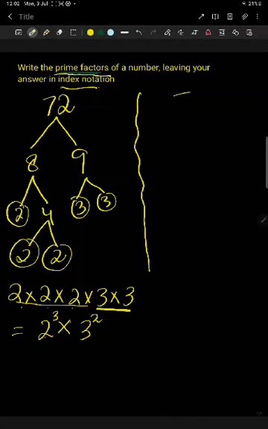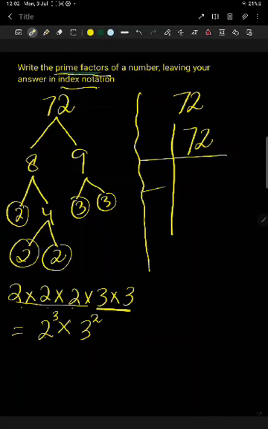Now again, in another way, for 72, there is another method we can use. We will make a grid like this and start dividing the number by its smallest prime number. Which is the smallest factor of this? Obviously 72 is divisible by 2, so I will start with 2. 2 1s are 2, 2 2s are 4, 2 3s are 6, 2 4s are 8, which is bigger. So I will write 2 3s are 6, so 1 is the remainder.